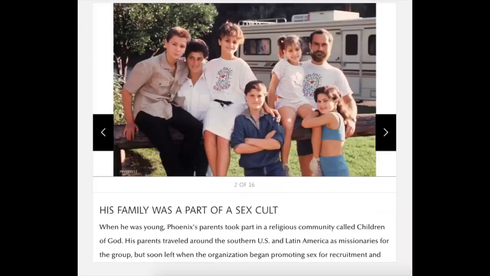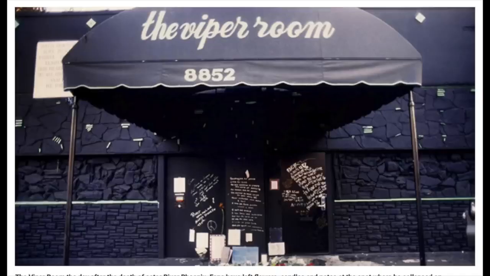River Phoenix was caught between two cults, growing up in the Children of God cult and working in Hollywood. River's family joined the Children of God, now called the Family International, when he was 3. After his parents disaffiliated from the cult, they moved to California and changed the family's last name from Bottom to Phoenix. River died at 23 of an alleged overdose after collapsing in front of the nightclub The Viper Room in West Hollywood, which was then owned by Johnny Depp, on Halloween, October 31st of 1993.